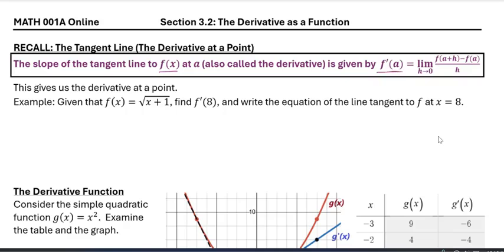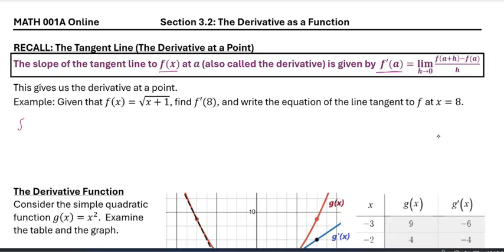f prime of a, or the derivative at a, is found by the limit as h goes to 0 of f of a plus h minus f of a over h. So let's take an example of that and look at the equation of the line. Given that f of x is square root of x plus 1, find f prime of 8 and write the equation of the line at x equals 8. This should be a little bit of a review from the previous section.